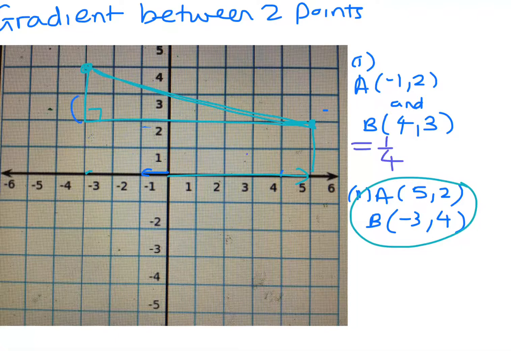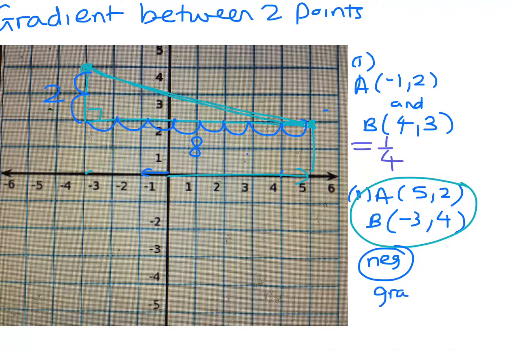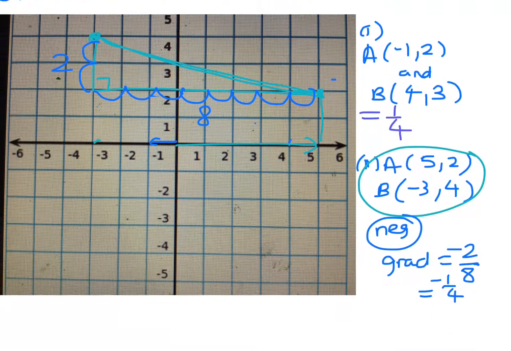We need to go, all right, we've got 2 spaces here. We have 1, 2, 3, 4, 5, 6, 7, 8 here. Okay, we notice it is going downhill, so the gradient will actually be negative. So the gradient here would be 2 over 8, which is 1 over 4. So it will be minus, because it is going down.